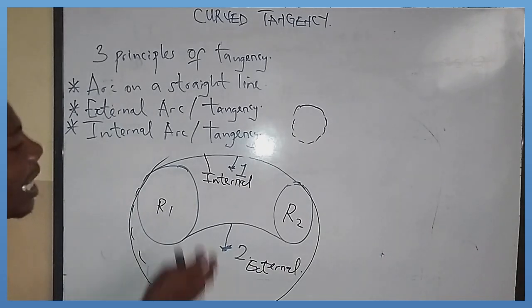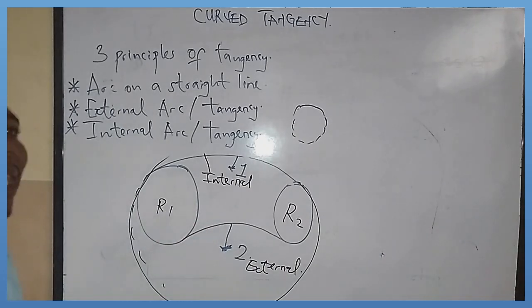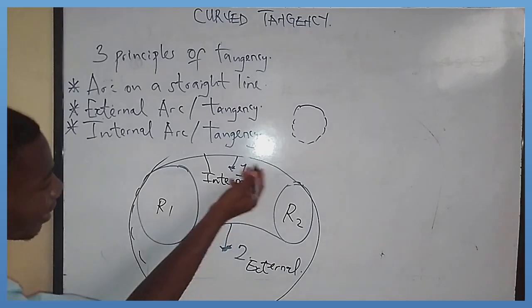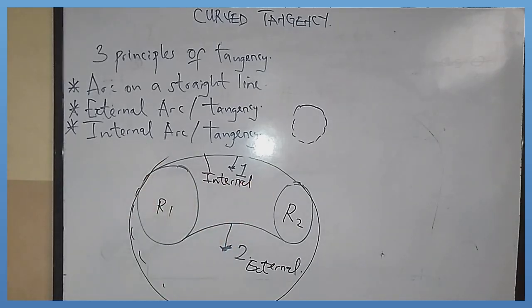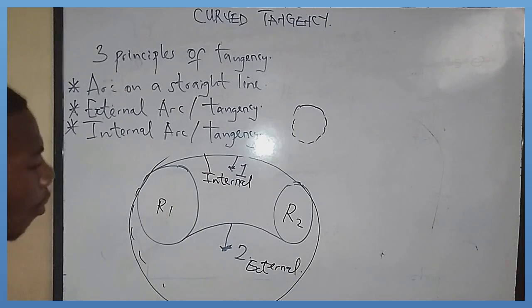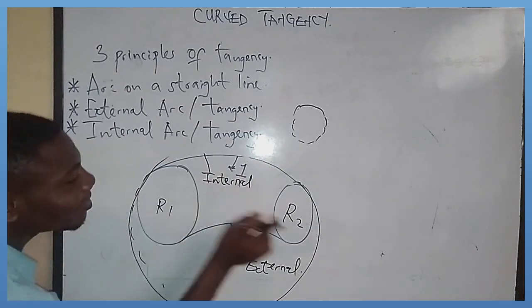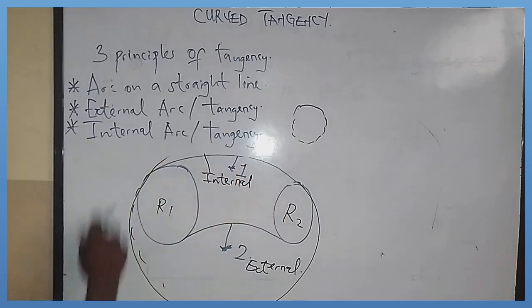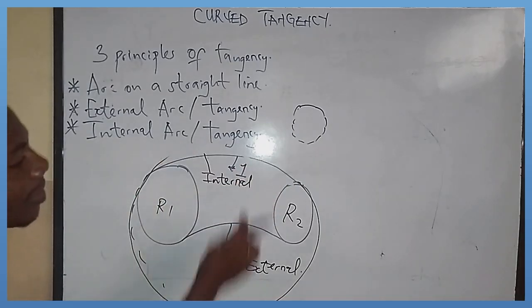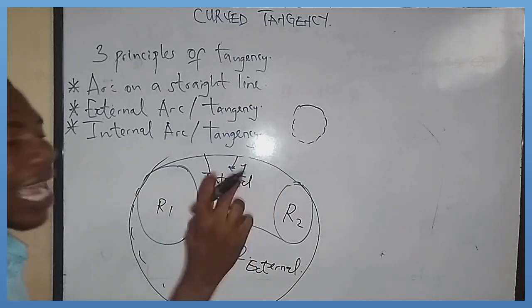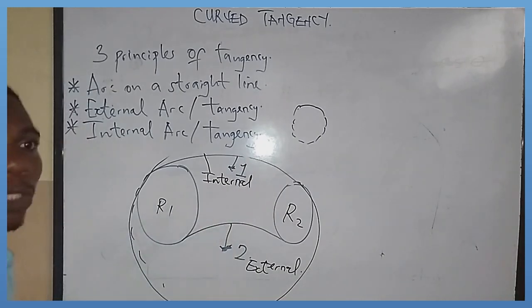So for this reason, if you are to solve any problem and you trace out the arc to form a complete circle, and the circles which your arc is touching are inside the complete circle of the arc you are drawing, then take note of this. That arc is known to be an internal arc. All right.